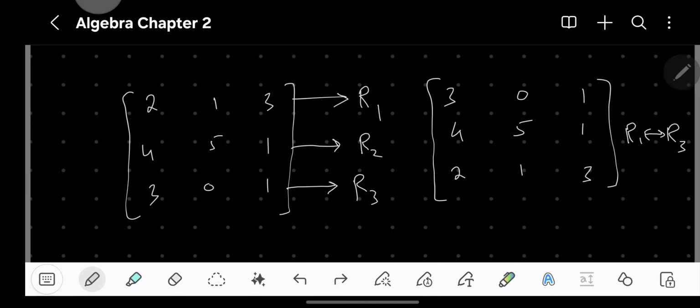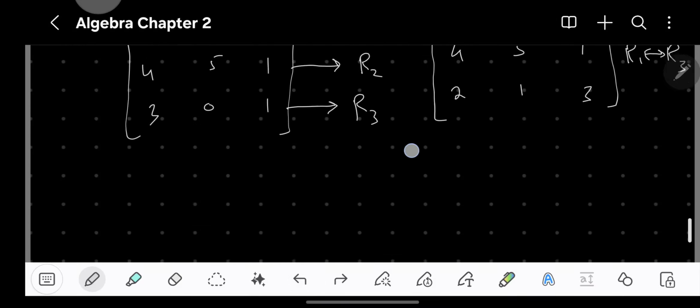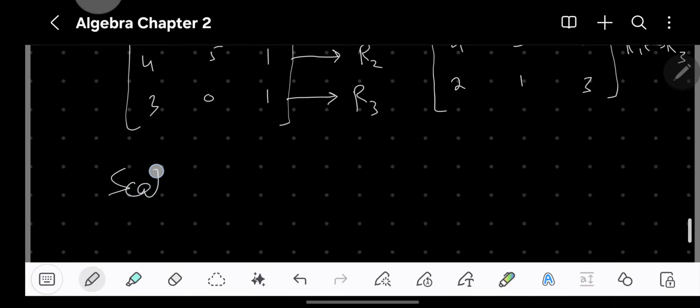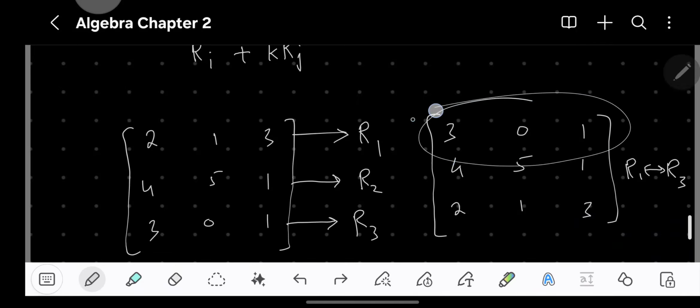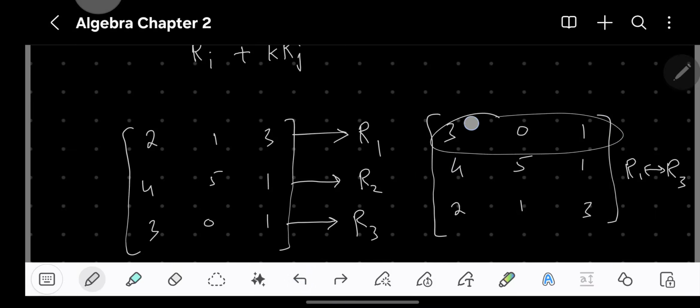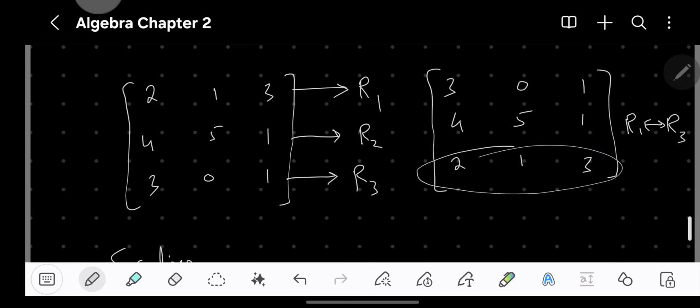Similarly, by scaling we mean you have any row, and you can multiply that row with any scalar. What is meant by scaling? Suppose you want to multiply any row with any scalar. You can choose any row. For example, this is my latest matrix. Suppose I am choosing this row. You could have chosen this row or this row, but I am choosing this row and I want to scale it.